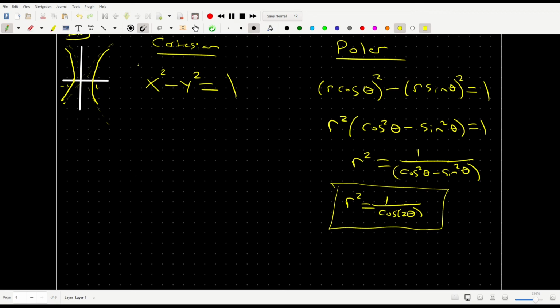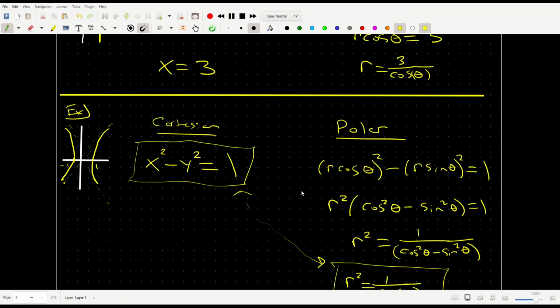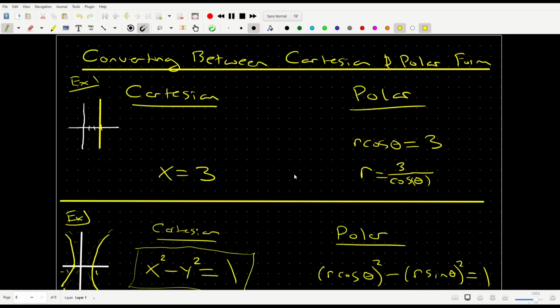So the hyperbola in Cartesian coordinates has this equation, but in polar coordinates it has this equation. R squared is equal to 1 over cosine 2 theta. So it's arguable which one is simpler. I think the polar coordinate expression is a little bit nicer, but it depends on how you feel. It's a little bit subjective for this one.